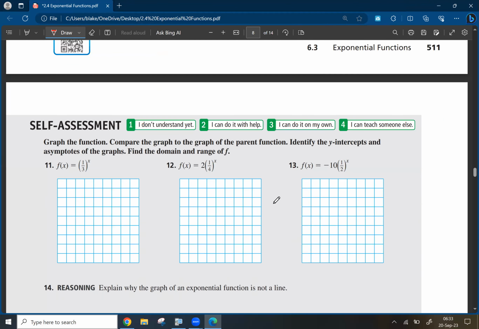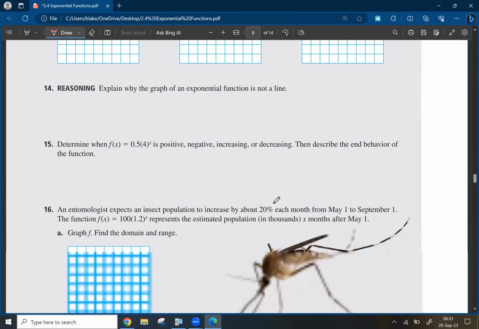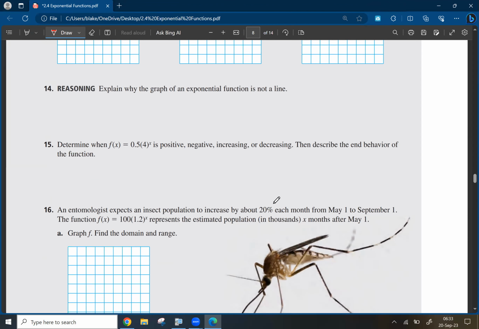I think that's going to be about it for now. Yeah, we'll do a little bit more maybe in class, but I think that pretty much covers the essentials for the skill check.